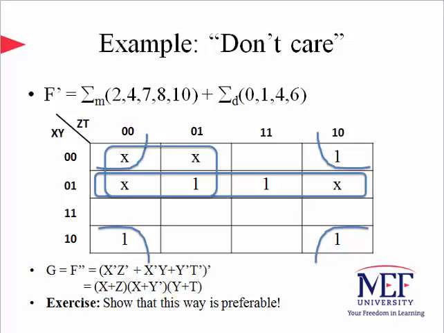So what's interesting about this expression is that the cost of the circuit implementation is less with the POS form, or product of sums form, of the same Boolean expression. So it is left as an exercise to show that.